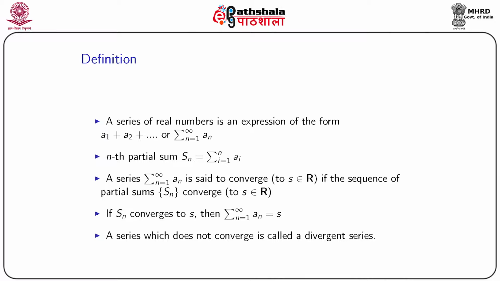A series, sum over n from 1 to infinity of an, is said to converge to some real number s if the sequence of partial sums converges to s. That is very important. We have to find the partial sums, construct the sequence of partial sums, and then judge the convergence of this sequence. If Sn converges to s, we say the series converges to s, and we write the sum over n from 1 to infinity of an equals s. A series which doesn't converge is called a divergent series.